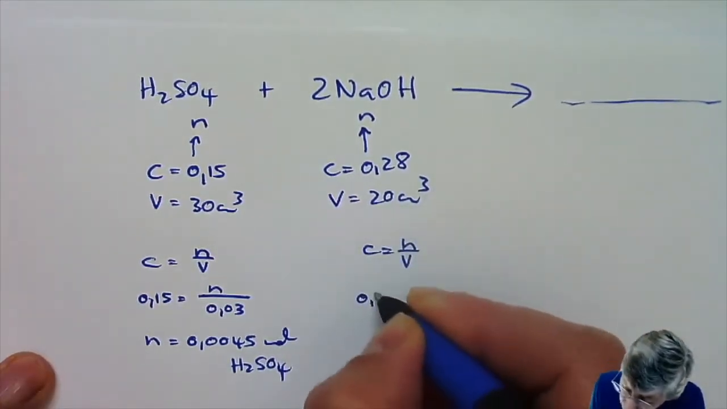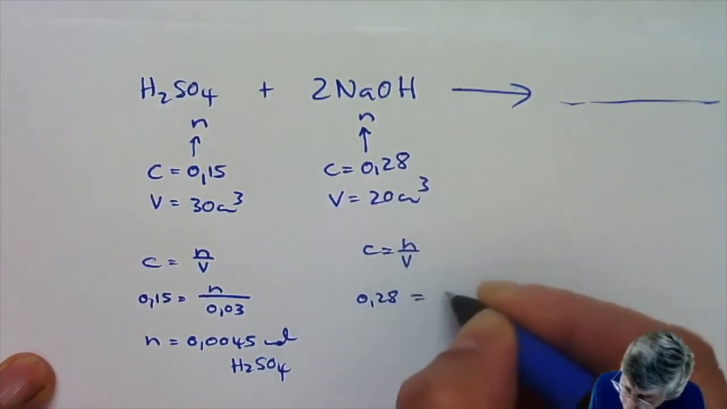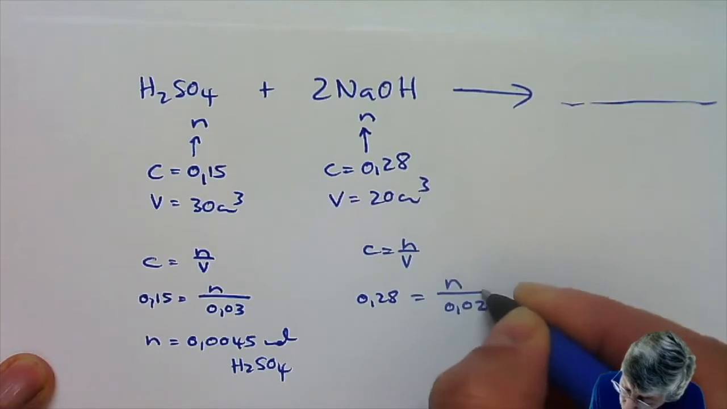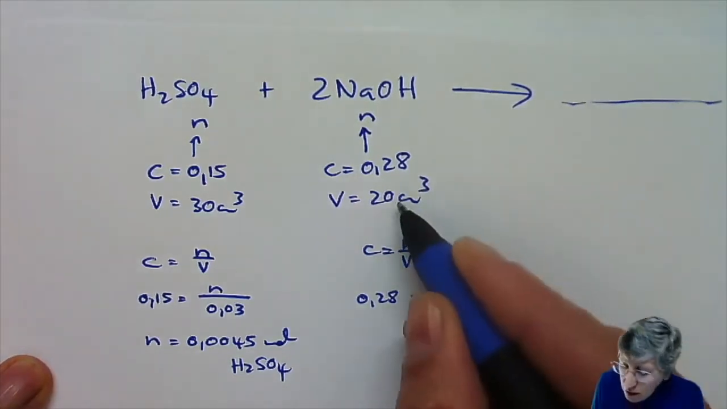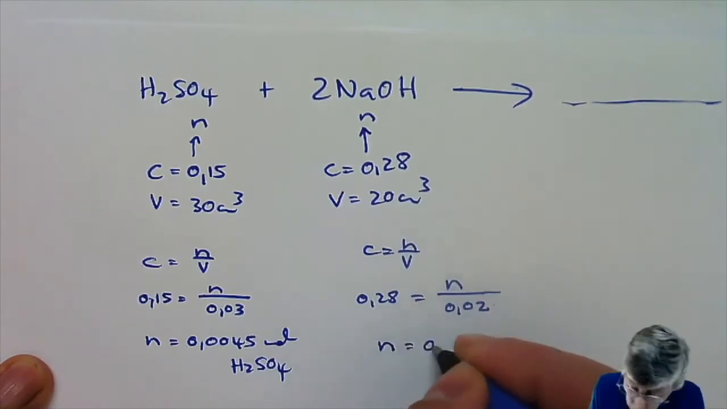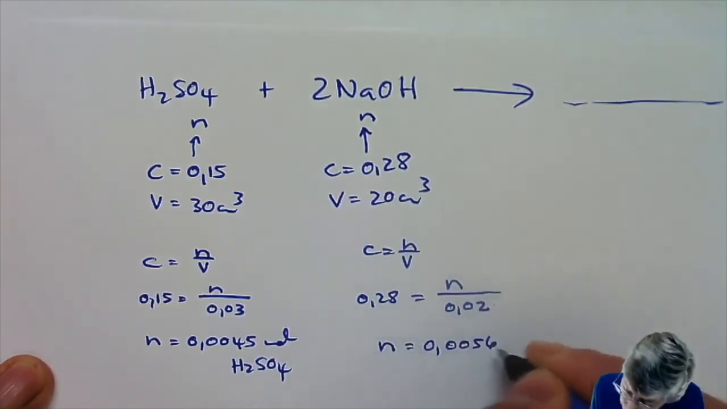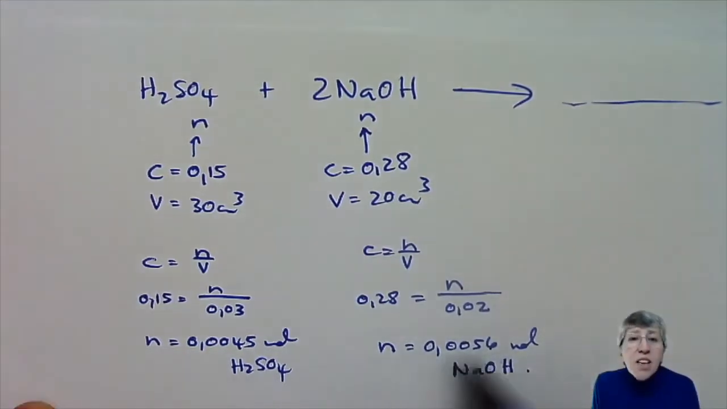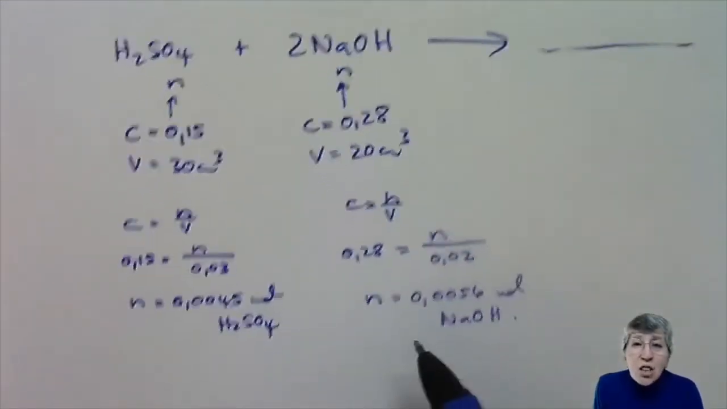Doing the same thing for the base, C equals n over V. I've got a concentration of 0,28. The moles is what I'm looking for, and I've got 0,020 because now it is cube decimeters down there. And then I end up with 0,0056 moles of NaOH. Right, so this is what they add together.